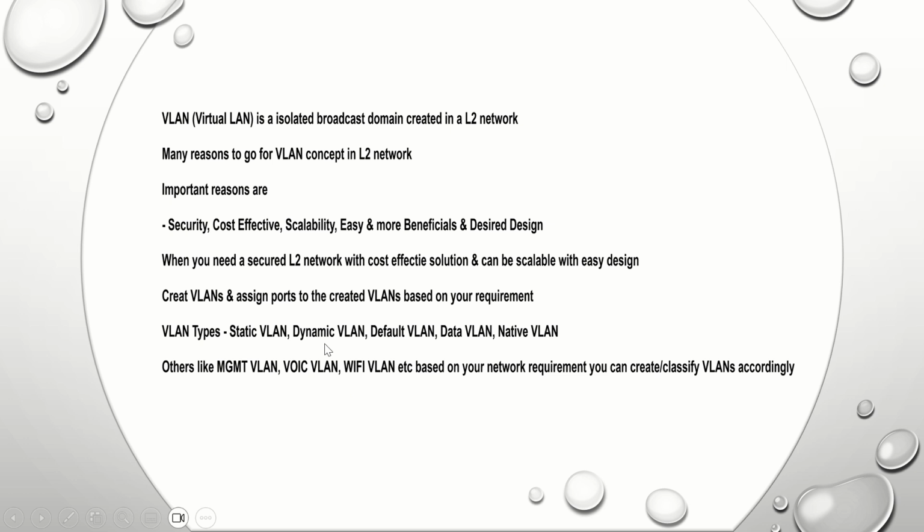So what are the types of VLAN, which we will see in the next section, but here I can give you a glance: static VLAN, dynamic VLAN, default VLAN, data VLAN, native VLAN. I will explain all these in the coming sections. As of now, you can know about these VLAN types. And what about other VLAN types? You can say management VLAN, voice VLAN, Wi-Fi VLAN. Basically, it depends on your network requirement and your network design. You can name the VLANs as per your requirement, and you can even classify your VLANs according to your network topology.